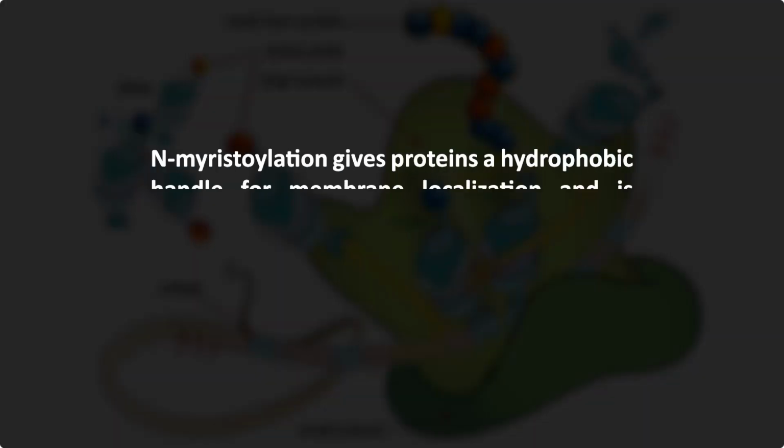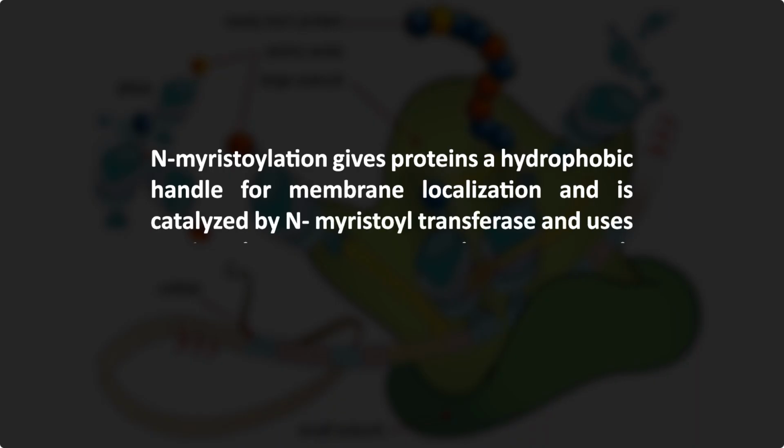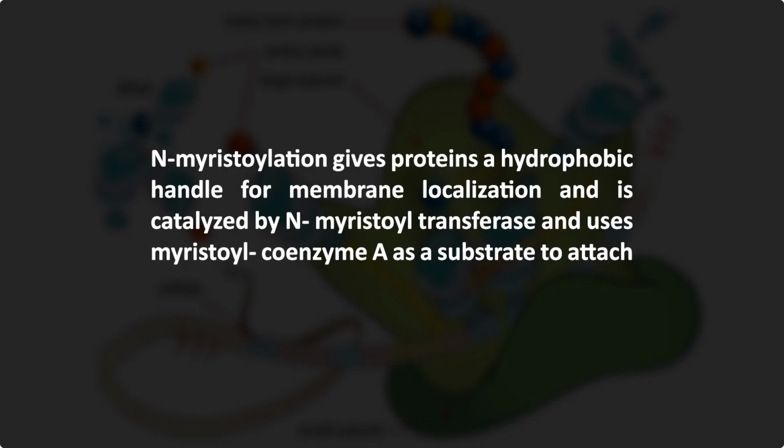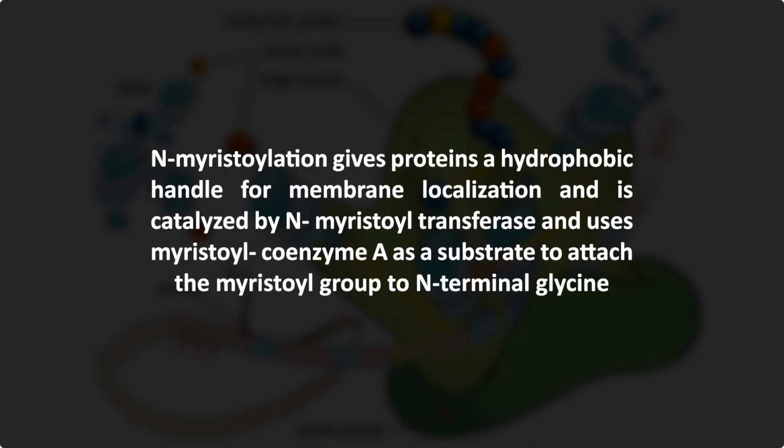GPI anchors, which are made in the endoplasmic reticulum, are added to the new protein block. GPI anchored proteins are localized to cholesterol and sphingolipid rich lipid rafts that act as signaling platforms on the plasma membrane. N-myristoylation gives proteins a hydrophobic handle for membrane localization and is catalyzed by N-myristoyl transferase, which uses myristoyl coenzyme A as a substrate to attach the myristoyl group to N-terminal glycine.